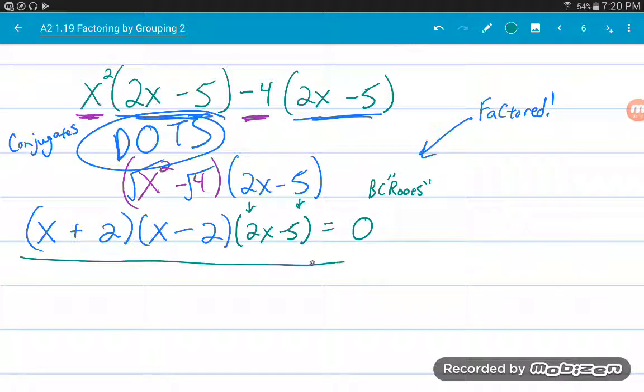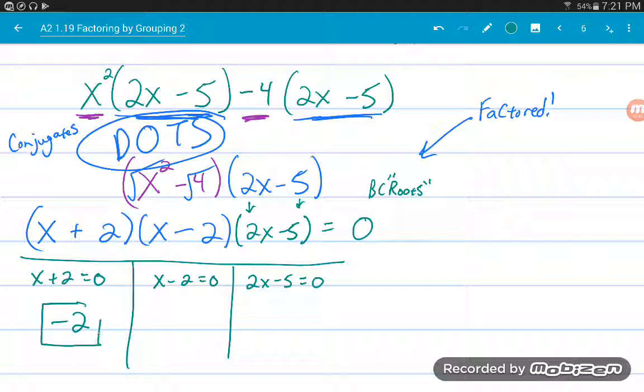In order to solve this, now that it's fully factored, I need to give myself a giant sort of T-chart here and say to myself, what if 2x minus 5 was equal to 0? What if x minus 2 was equal to 0? And what if x plus 2 was equal to 0? And solve for x.